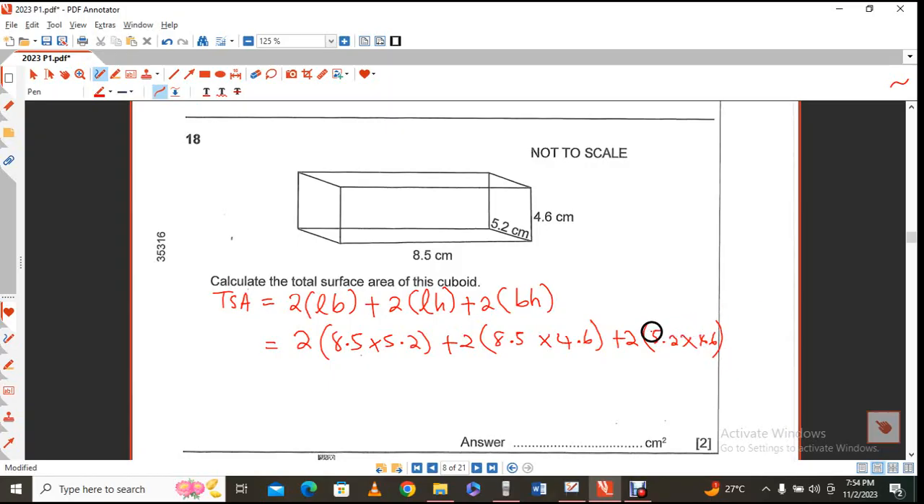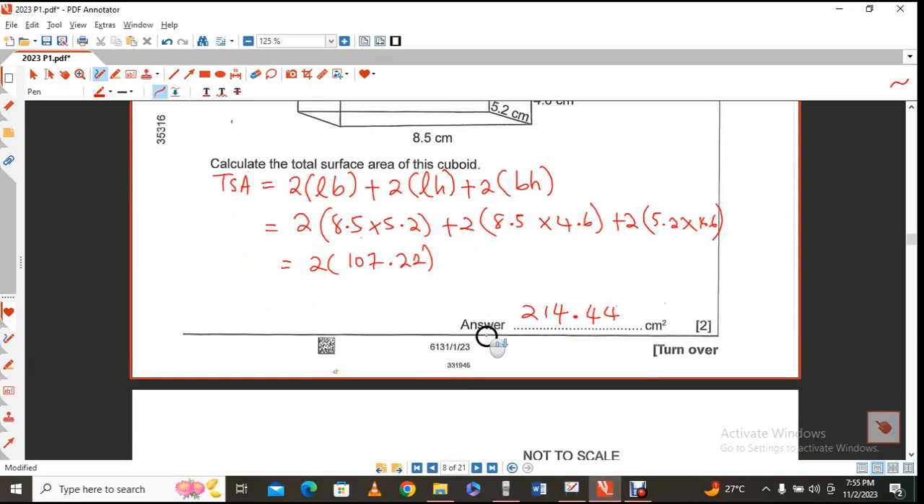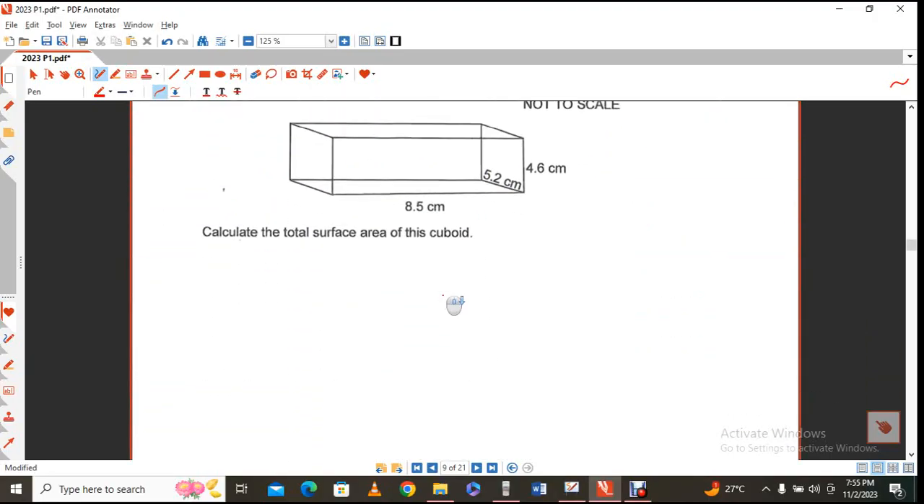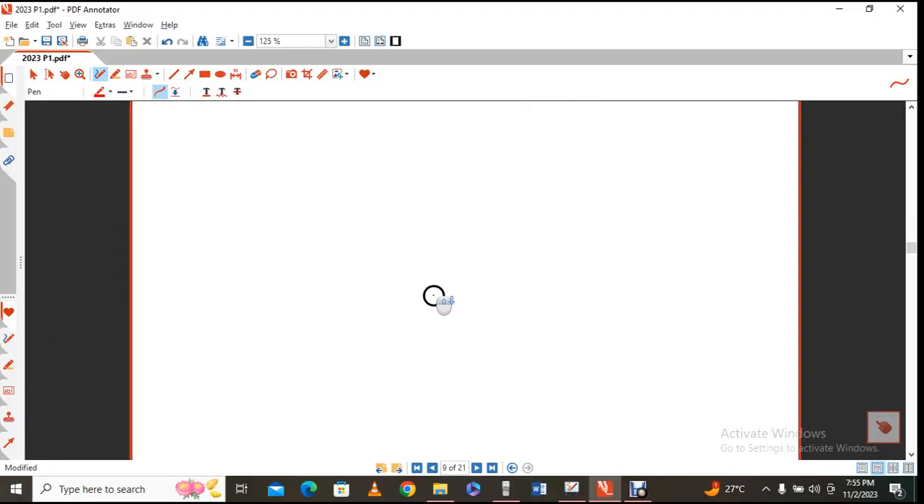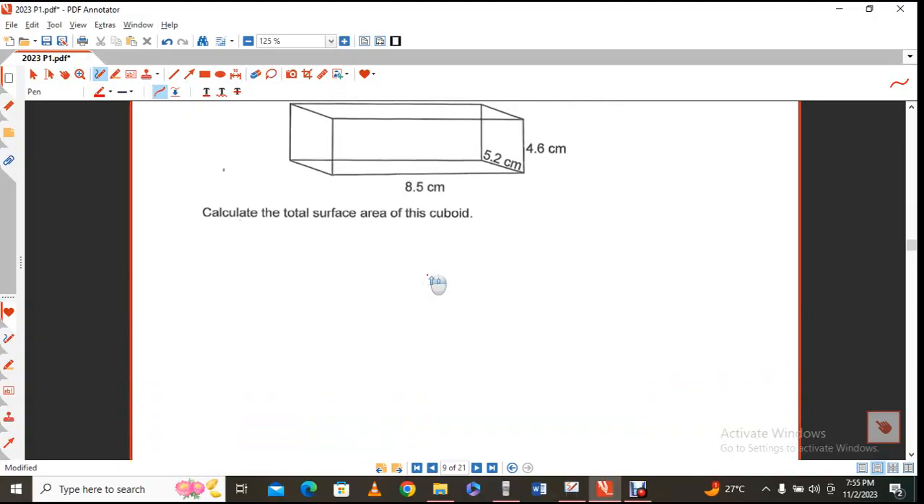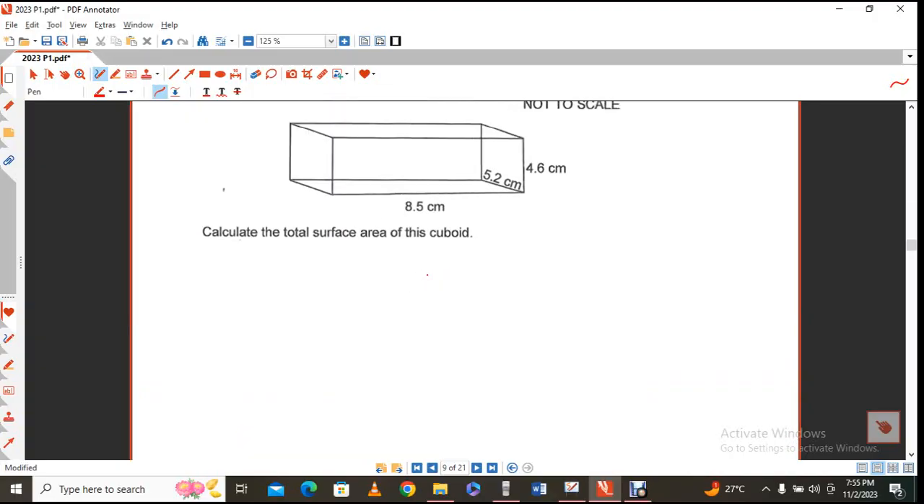Remember, you should not write in here. So at the end of the day, if you do so, you have 2 times 107.22. So this answer here, if you multiply it, is 214.44. That's one way if you can recall the formula. Okay, right. So I will bring the same question, and perhaps I will do it slightly differently here. You'll see that I have added 2 pages. So this one is very straightforward. You can try this one if you wish to.